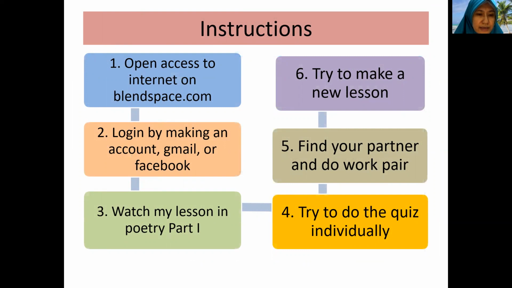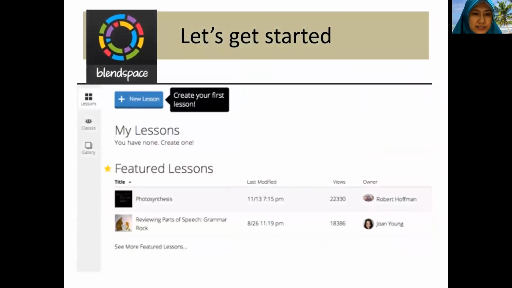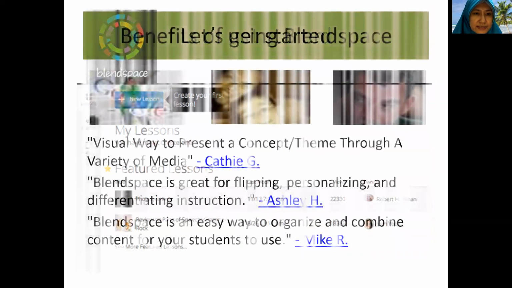The third step is watch the lesson in poetry, it is the example. And then the fourth step is try to do the quiz individually. After that, the fifth step is find your partner and do work in pairs, and the last step is try to make a new lesson. So this is the screen. Let's get started and create your first lesson.